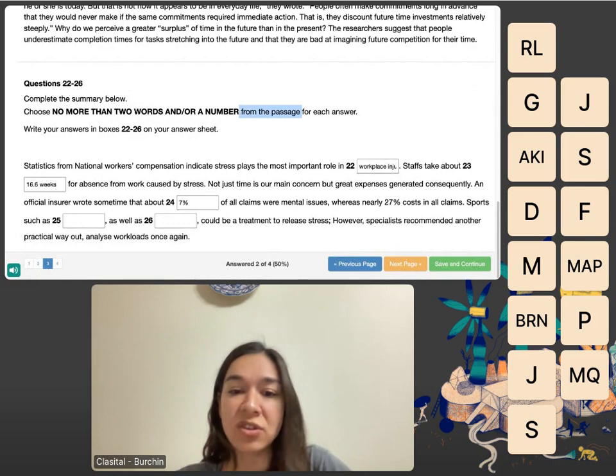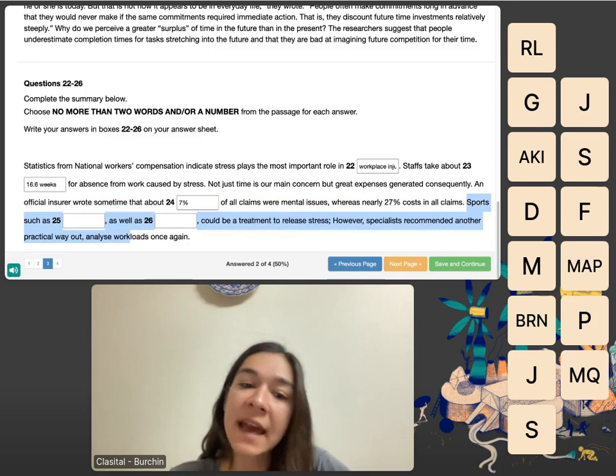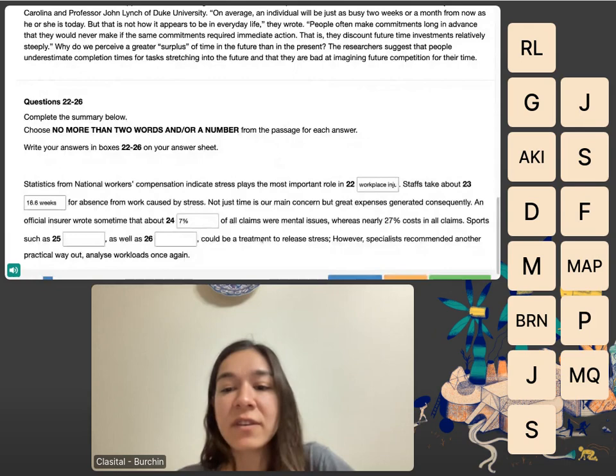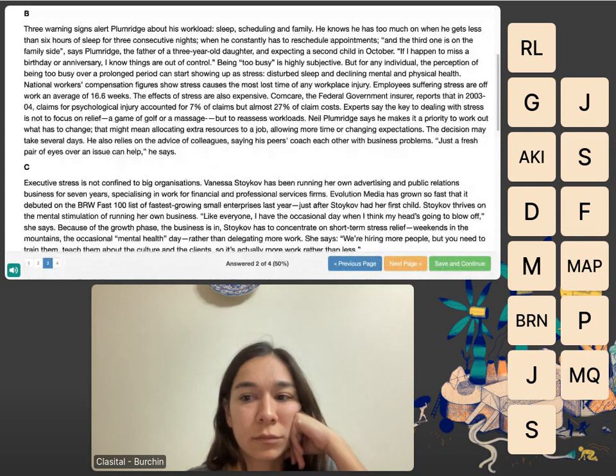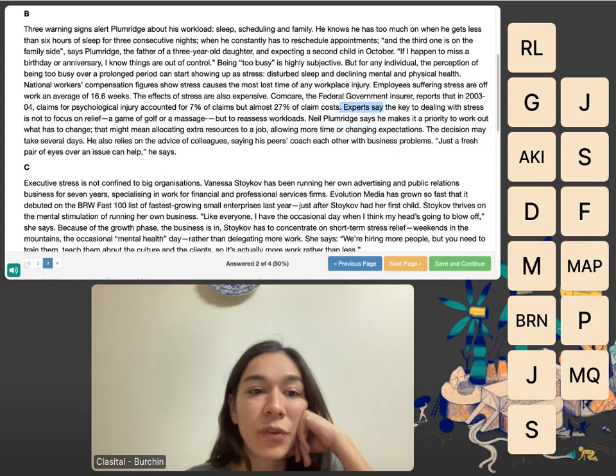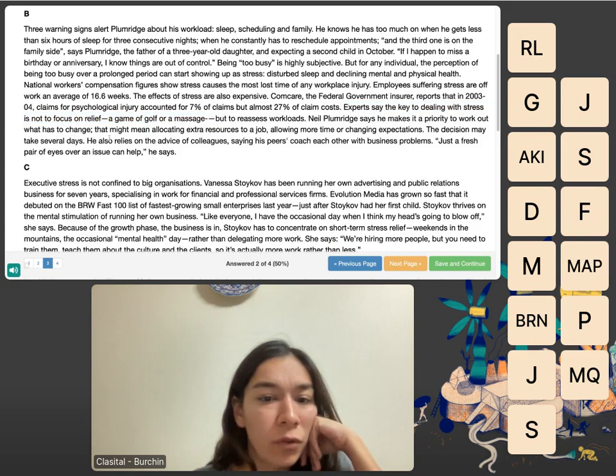Let's continue. Sports such as something as well as something could be a treatment to release stress. However, specialists recommended another practical method. Experts say the key to dealing with stress is not to focus on relief, a game of golf or a massage, but to reassess workloads.